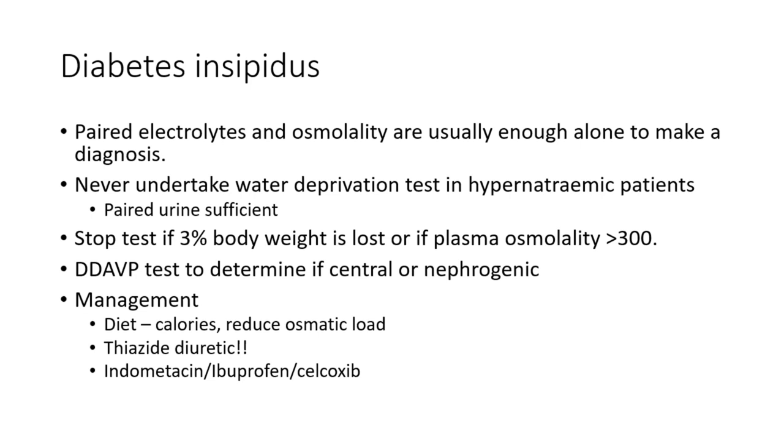So the management for nephrogenic DI is mostly dietary. We need to reduce their osmotic load by giving them a good amount of calories to grow, but reduce things which cause an excess osmotic load, which is essentially protein and salt. Thiazide diuretics can help, which is fascinating, that a diuretic can help in a condition like DI. We can also use indomethacin, ibuprofen, again NSAIDs, to help with the polyuria.